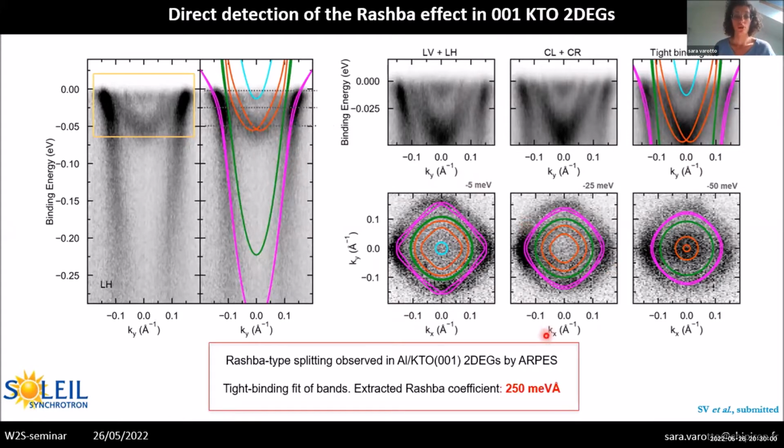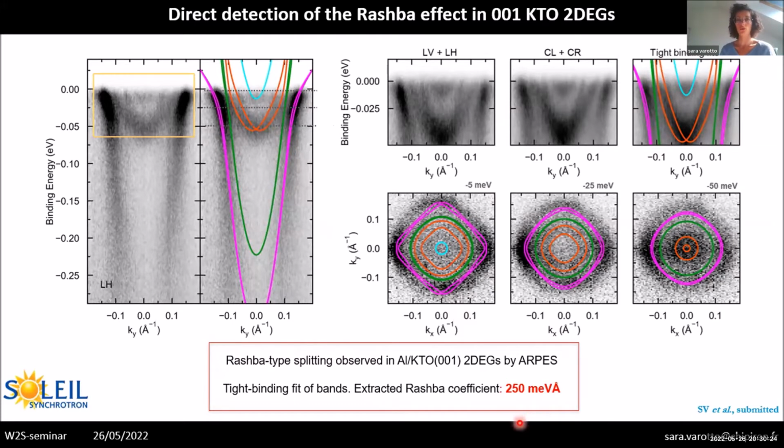So for the first time, we could observe a Rashba type splitting on a two-dimensional electron gas by ARPES. And thanks to the fitting by tight binding, we can extract a Rashba coefficient of 250 meV Å. This is like 5 times larger than what is observed in STO. And so we have a two-dimensional electron gas with high mobility and higher Rashba compared to the STO.